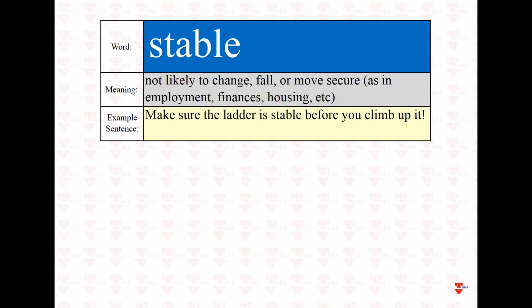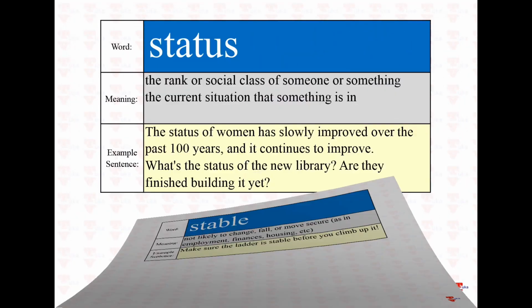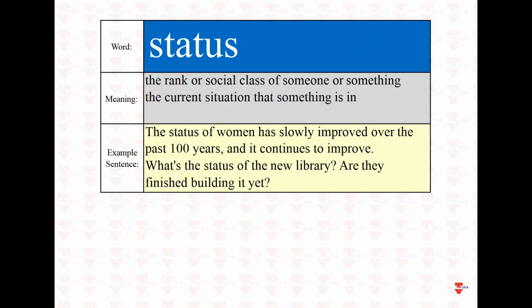Stable. Not likely to change, fall, or move, secure, as in employment, finances, housing, etc. Make sure the ladder is stable before you climb up it. Status. The rank or social class of someone or something, the current situation that something is in. The status of women has slowly improved over the past 100 years, and it continues to improve. What's the status of the new library? Are they finished building it yet?